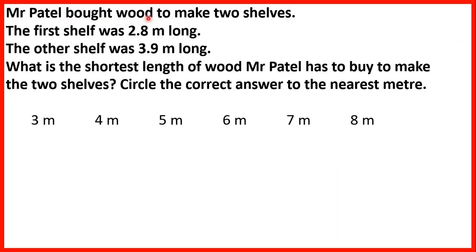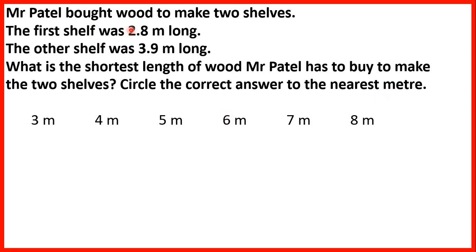Mr. Patel bought wood to make 2 shelves. The first shelf was 2.8 meters long, the other shelf was 3.9 meters long. What is the shortest length of wood Mr. Patel has to buy to make the 2 shelves? Circle the correct answer to the nearest meter.